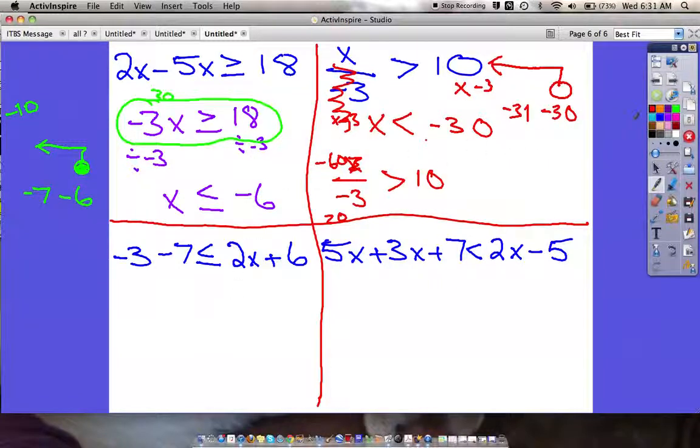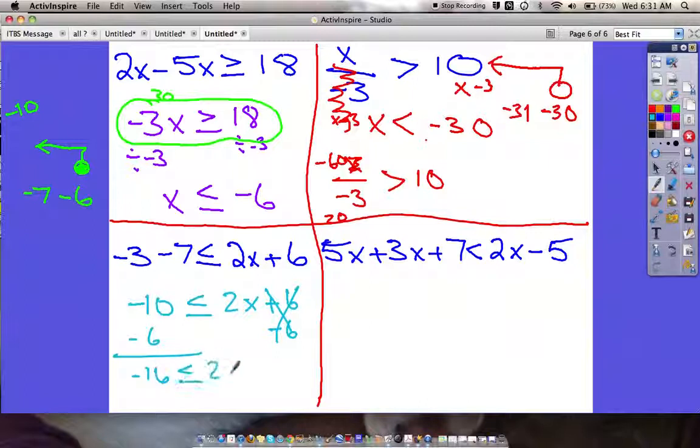Coming down to this guy. Combining some things together here. Negative 3 and negative 7 make negative 10. Got that symbol right there. Can't combine anything on this side. Okay, looks like I have to do a minus 6. And then negative 10 minus 6 would be negative 16, less than or equal to 2x.